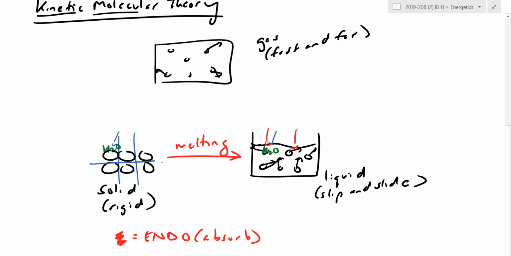I'm basically heating up enough that I can overcome those intermolecular forces. Hopefully you can remind me the intermolecular force this time is hydrogen bonding, really, really strong. And therefore it then becomes a liquid. So that's the melting process.